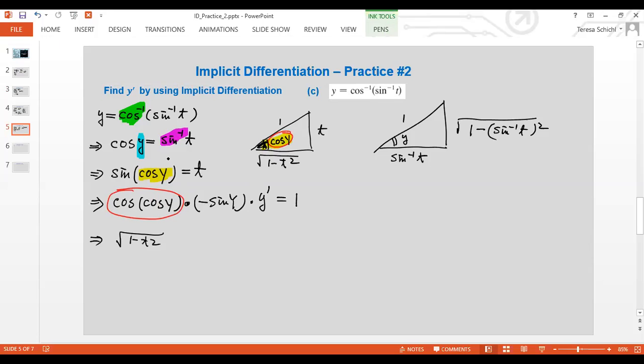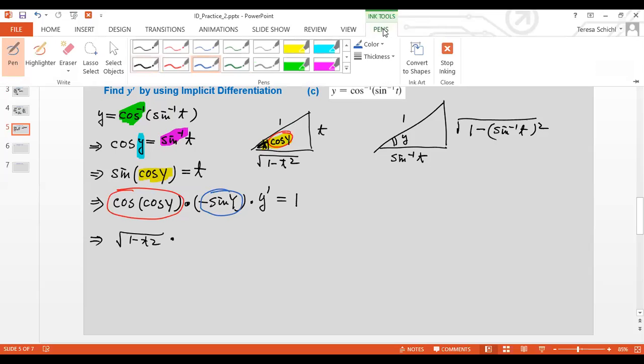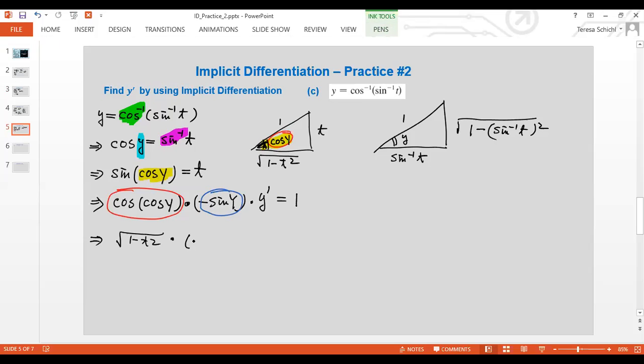Now times negative sine y here. So I multiply by the negative sine y. What is the sine y? Sine is here. So that means I'm multiplying here. Okay, so far so good. Now this is my sine y here. So you multiply by the negative sine.